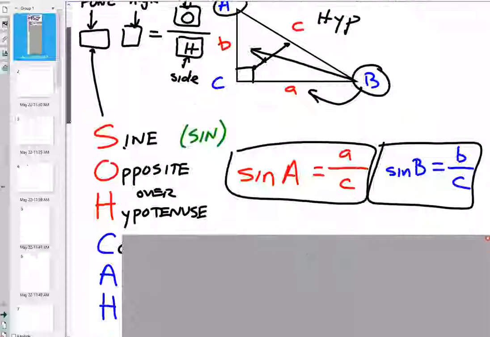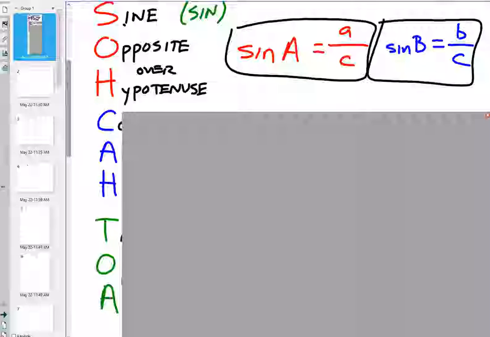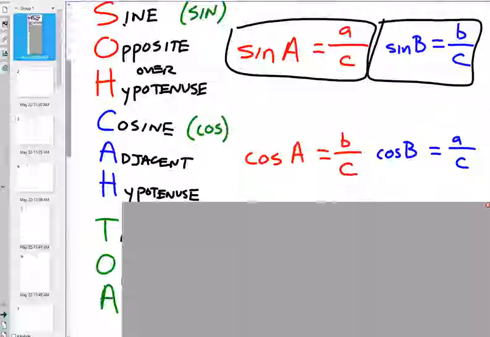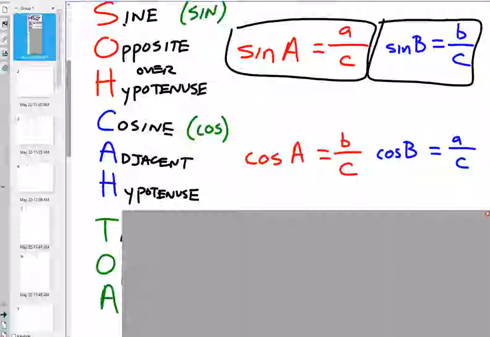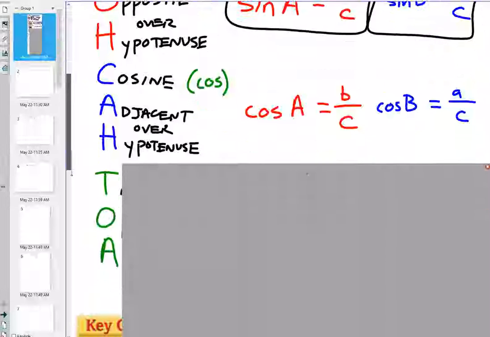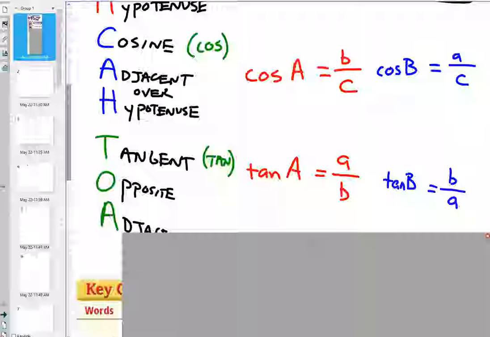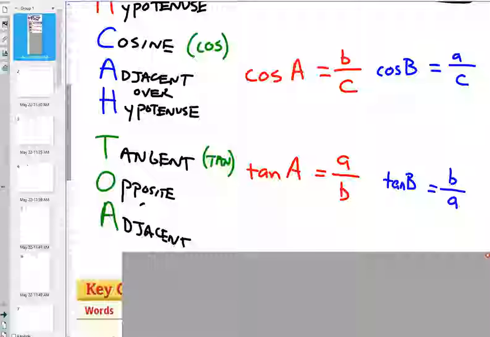If you are ever being asked to use cosine, the CAH in SOHCAHTOA means adjacent over hypotenuse. Adjacent on top, hypotenuse on the bottom. And the TOA in SOHCAHTOA tells you that tangent, which on the calculator is tan, is opposite over adjacent.